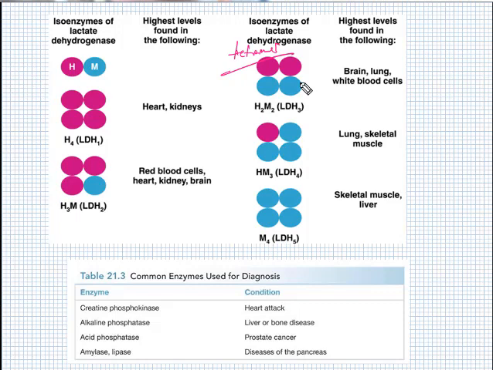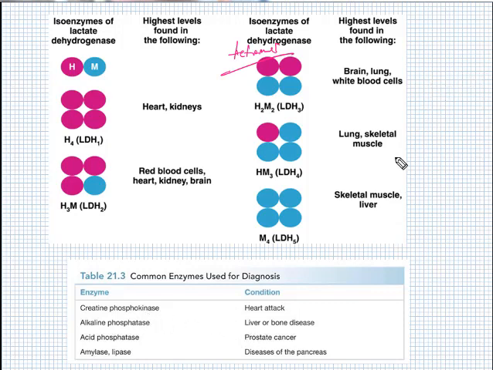So depending upon, and again, these are all different tetramers, right? So here we have an even numbered one. Here we have only one. We can use this to figure out what tissue was damaged. So if we find this type circulating in the blood, we know you have a problem with your heart or your kidneys. That's for lactate dehydrogenase. But there's others as well. So creatine phosphokinase, we find that in the heart, and so when heart tissue is damaged, it indicates you had a heart attack. If you have liver or bone disease, you'll find an alkaline phosphatase and so forth.